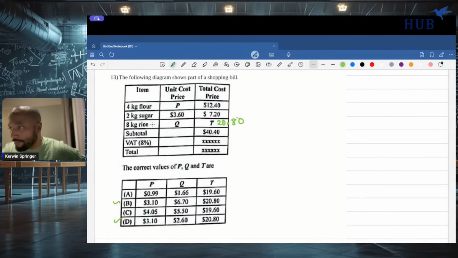20.8, and 8 times a certain number gives us that. So maybe it's a little more than 2. So D is the answer, because this is 6. You just had to decode it. You don't really need to multiply; you just need to kind of average it out. You don't need the specific exact value. Just use a little common sense.